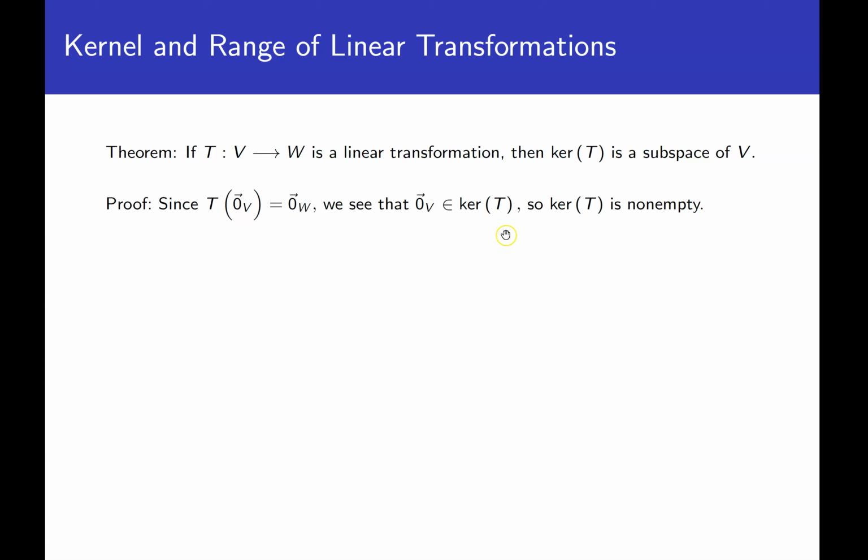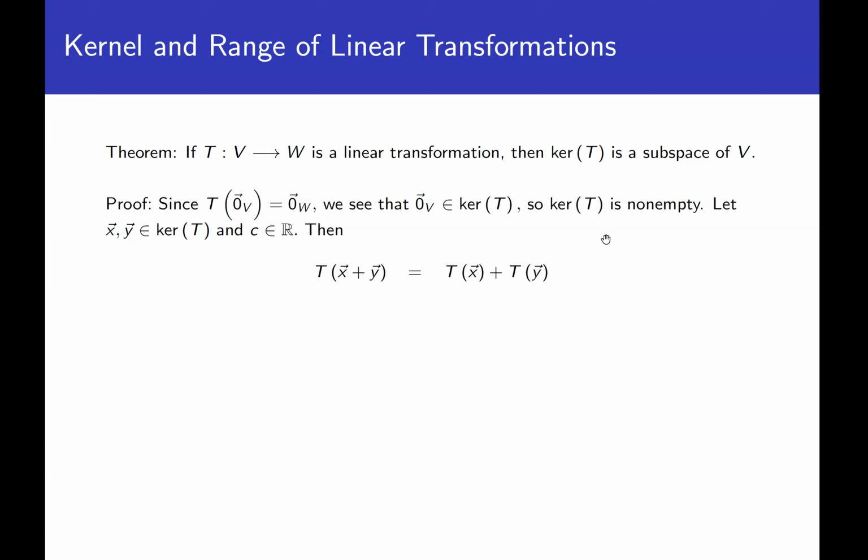So the first thing we have to make sure is that our set is non-empty, right? Our purported subspace is not empty. So let's make sure something's in there. Well, we know something that always maps to the 0 vector in W, it's the 0 vector in V. So I know that the 0 vector is definitely in the kernel, so it's not empty. Remember, to show subspace, we have to show that it's closed under addition and closed under scalar multiplication. So let's take two vectors in the kernel and a scalar and show that it's closed under those operations.